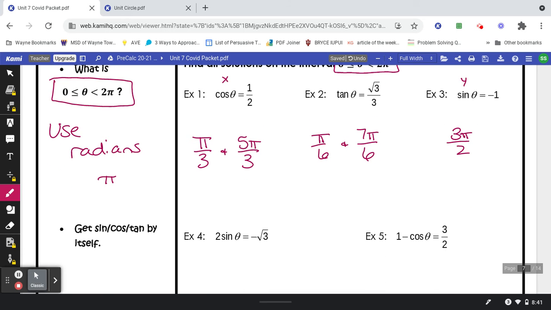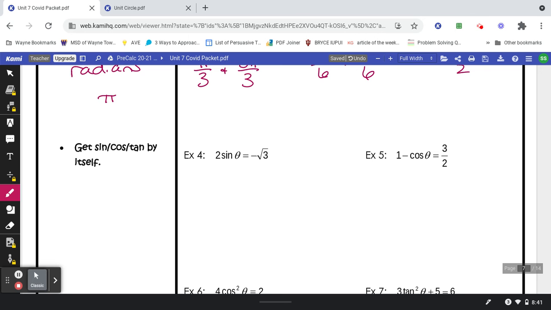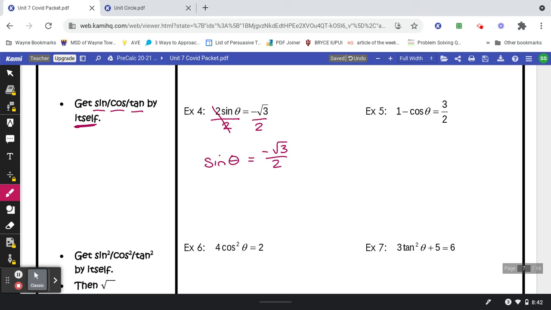All right. Then for the next couple problems, we're actually going to have to solve just like we do with regular linear equations. So your goal is to get the sine, cosine, or tangent by itself. So for example number 4, I'm going to start by dividing by 2. That way the sine is by itself, sine of theta. And then I end up with negative square root of 3 over 2. You should have an answer that's on your unit circle. So then you can go look for your unit circle.